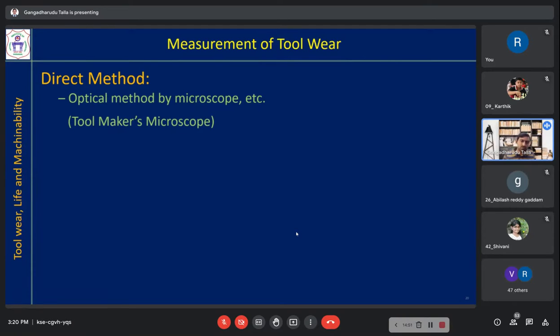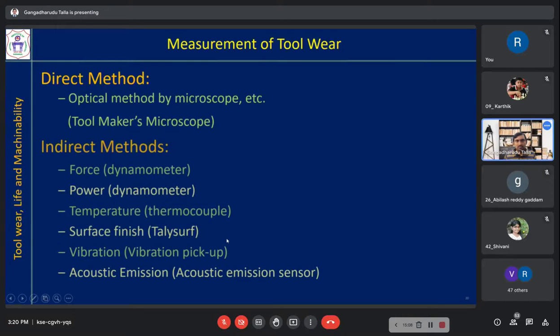If the measured wear is beyond the limits, then you have to replace the tool or you have to regrind the tool and use it. Okay. So you are directly measuring here with the help of this tool maker's microscope.